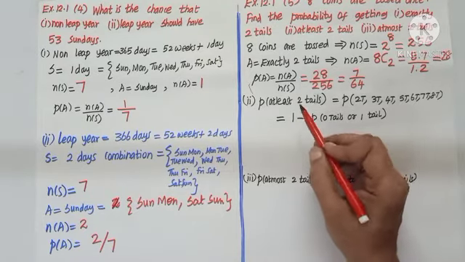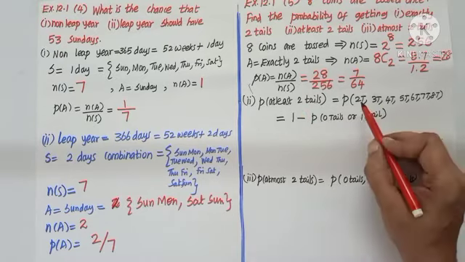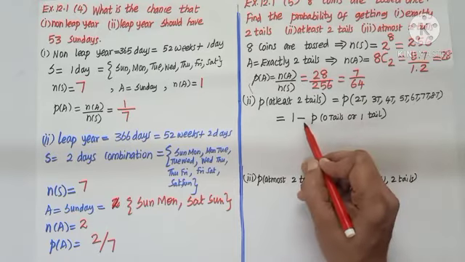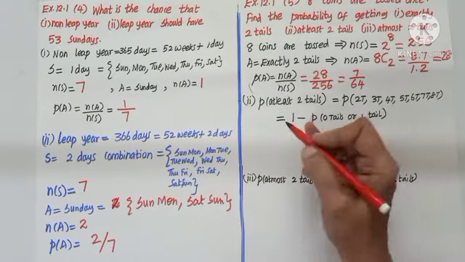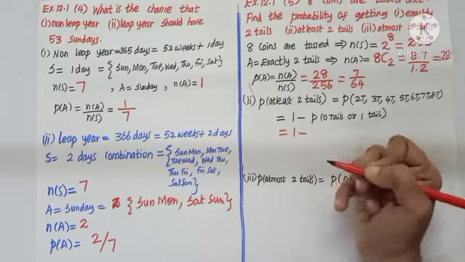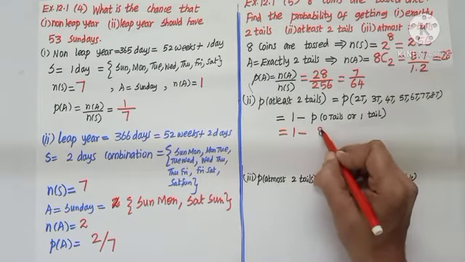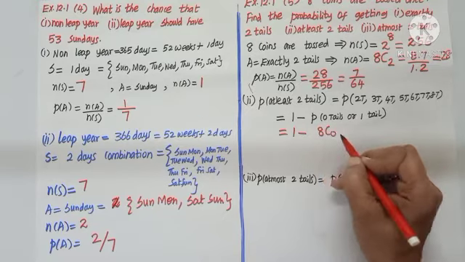So remember, in probability, what I want is difficult. How do you get it? 1 minus what I don't want. So it is 1 minus 0 tails. How do I write it? There are 8 tails. I want 0 tails.